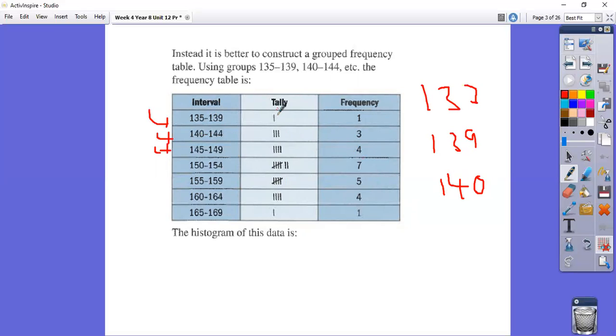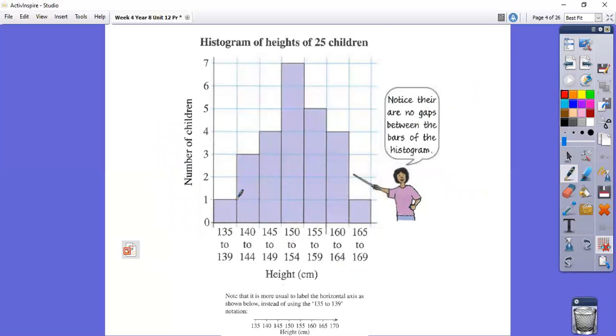Once you've done the table and marked off the tallies, you write down the frequencies: frequency of 1, frequency of 3, frequency of 4. You can see from the tallies where these numbers are coming from. You would then draw your histogram of this data, and remember to put the title, histogram of heights of 25 children. On the y-axis we've got the number of children, and on the x-axis we've got the class intervals. From 135 to 139 the frequency was 1, 140 to 144 the frequency was 3, 145 to 149 the frequency was 4, and so forth.